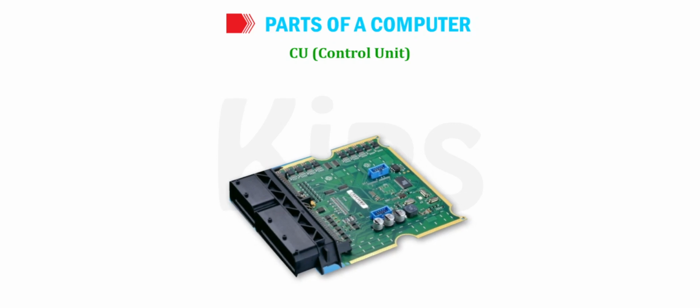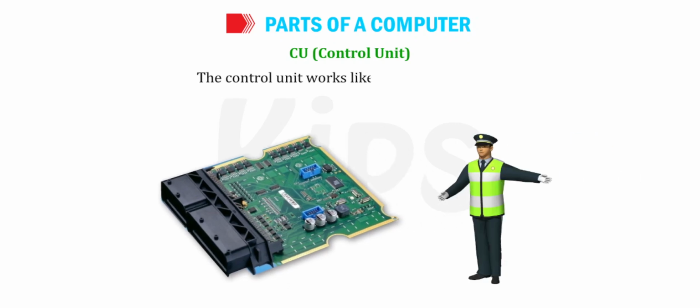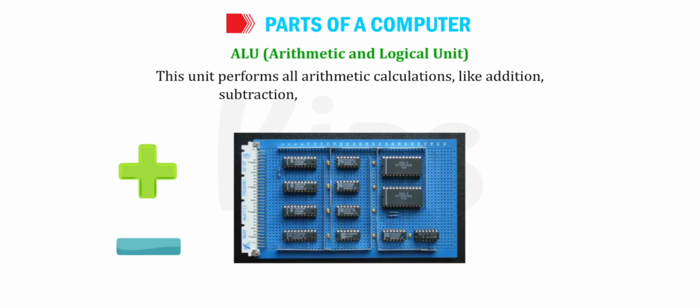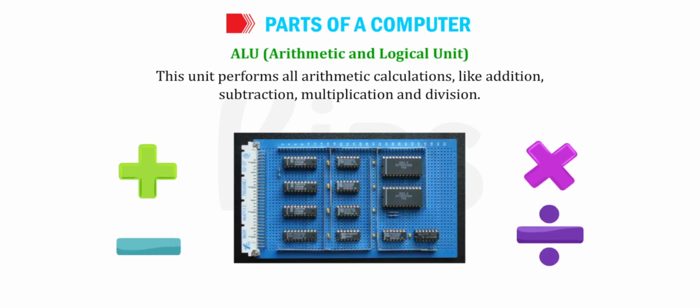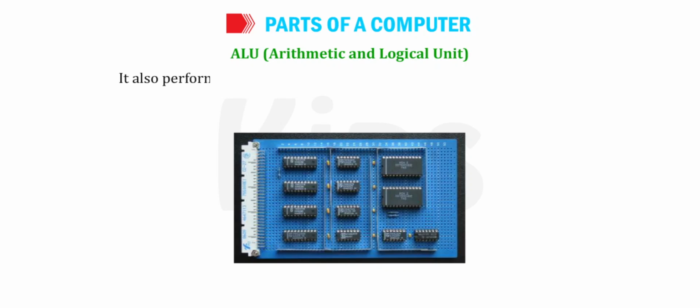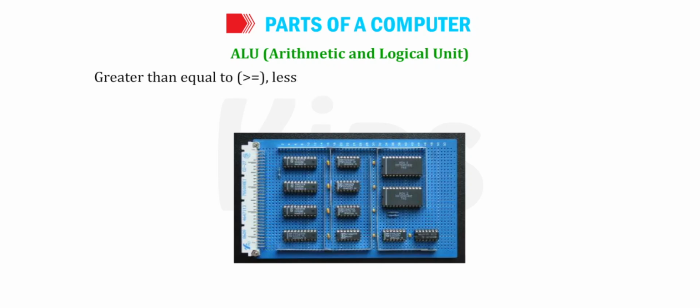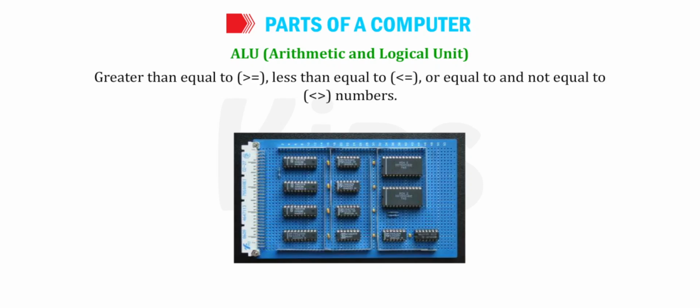CU, control unit. The control unit works like a traffic policeman. It controls and manages the working of all parts of a computer. ALU, arithmetic and logic unit. This unit performs all arithmetic calculations like addition, subtraction, multiplication and division. It also performs logical operations like finding the greater number or smaller number, greater than equal to, less than equal to, or equal to and not equal to numbers.